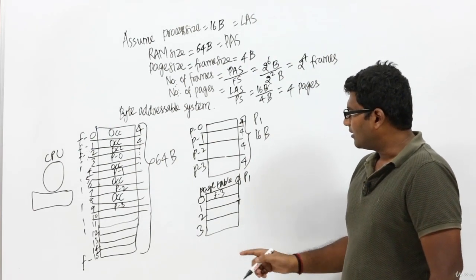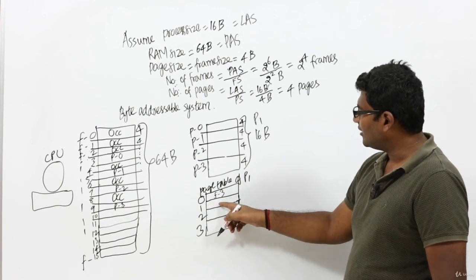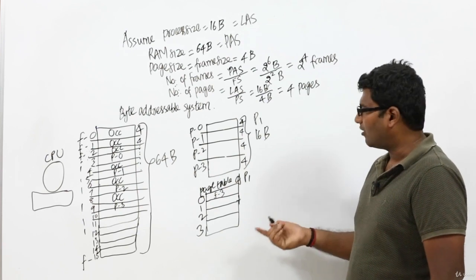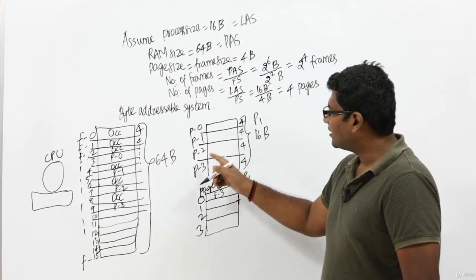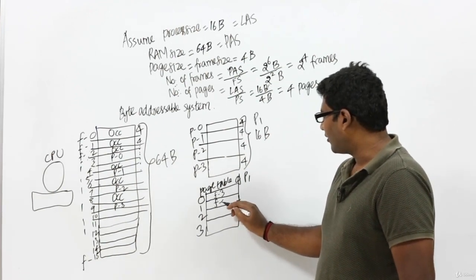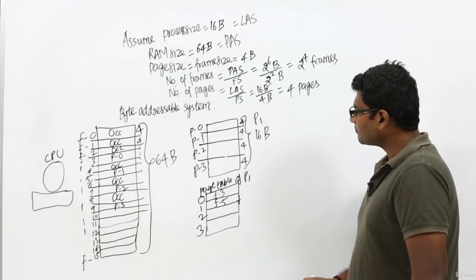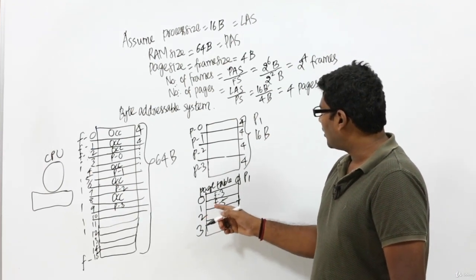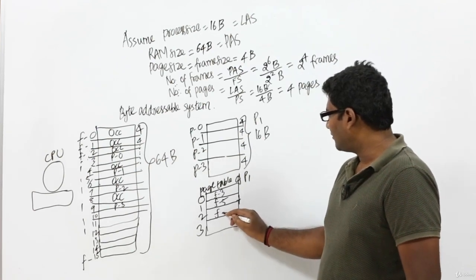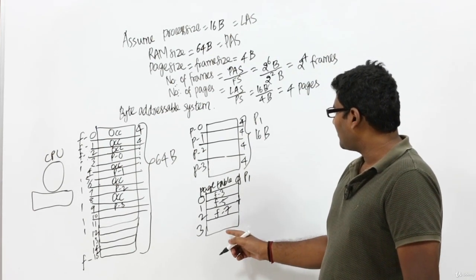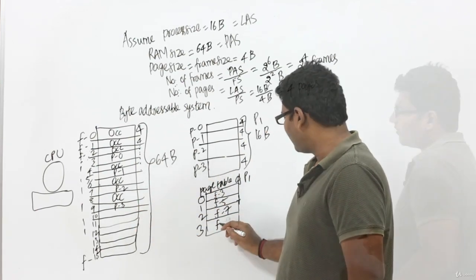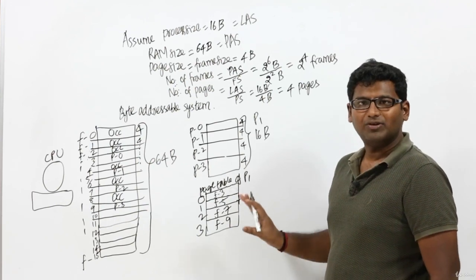Now this entry indicates the frame number in which page number 1 of P1 is present. For example, page number 1 of P1 is present in frame number 5, and so this will contain frame number 5. Similarly, page 2 of P1 is present in frame number 7, and so this entry is frame number 7. Similarly, page 3 is present in frame number 9, and so this will contain frame number 9. Fine, this is how the page table is created.